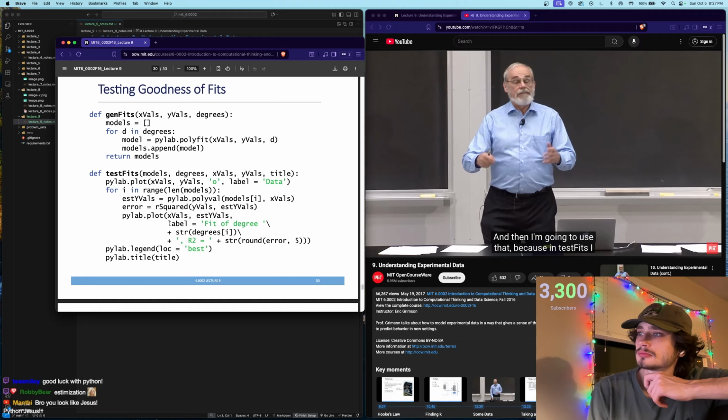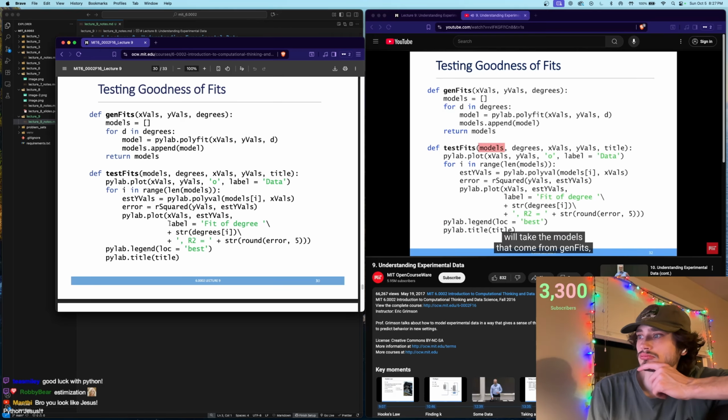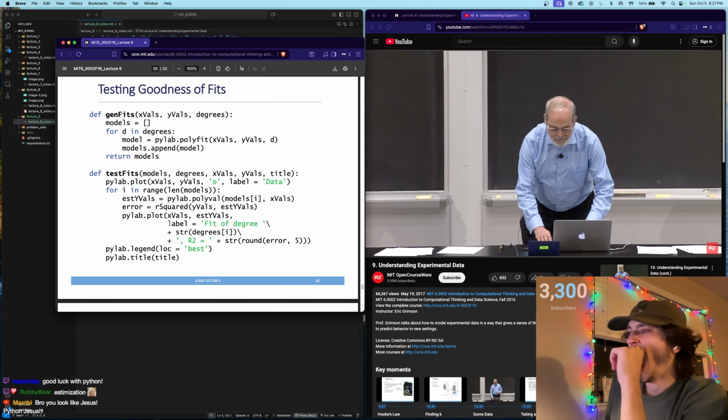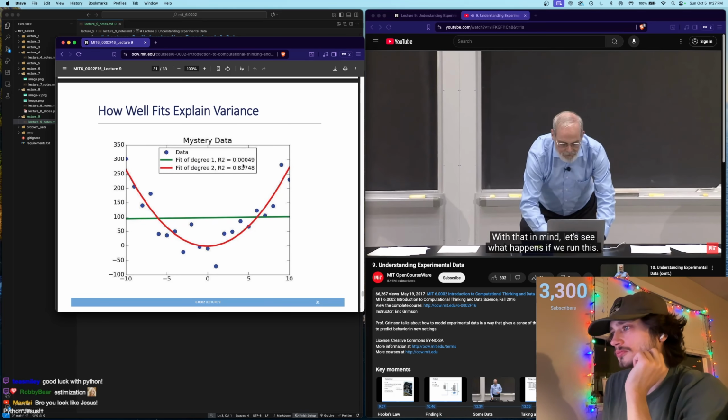And then I'm going to use that, because in test fits, I'll take the models that come from gen fits. I'll take the set of degrees that I also passed in there, as well as the values. I'll plot them out, and then I'll simply run through each of the models and generate a fit, compute the R² value, plot it, and then print out some data. Sweet. Okay, with that in mind, let's see what happens if we run this.